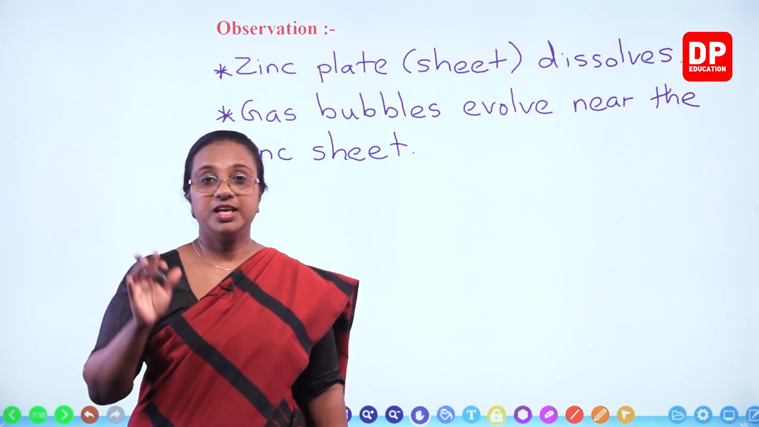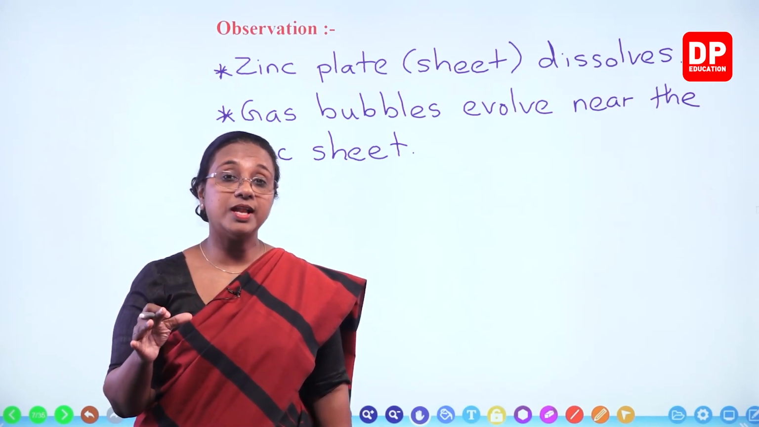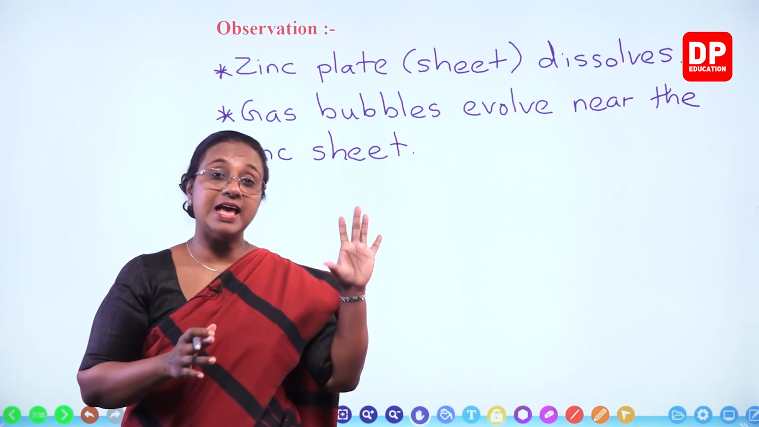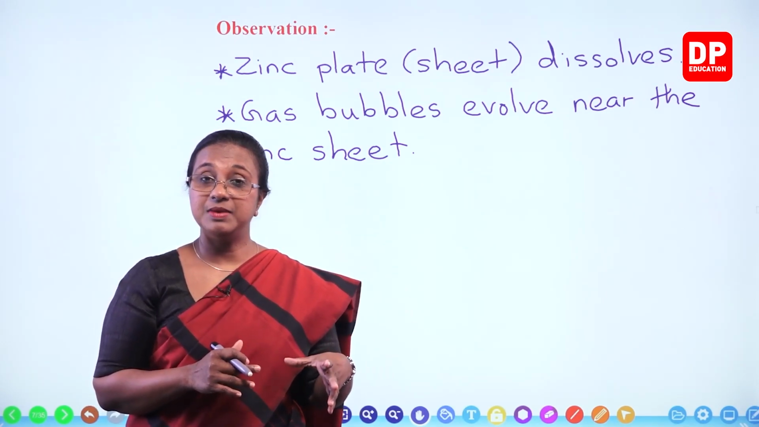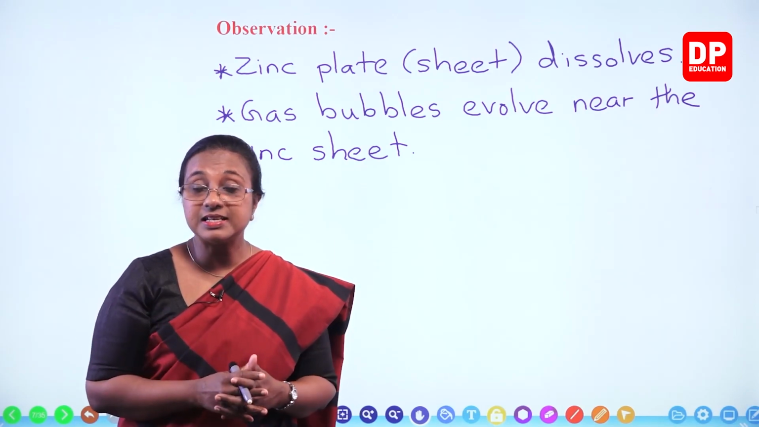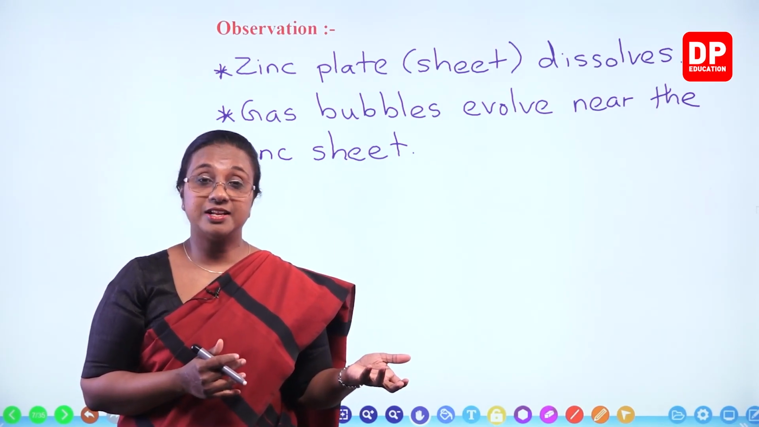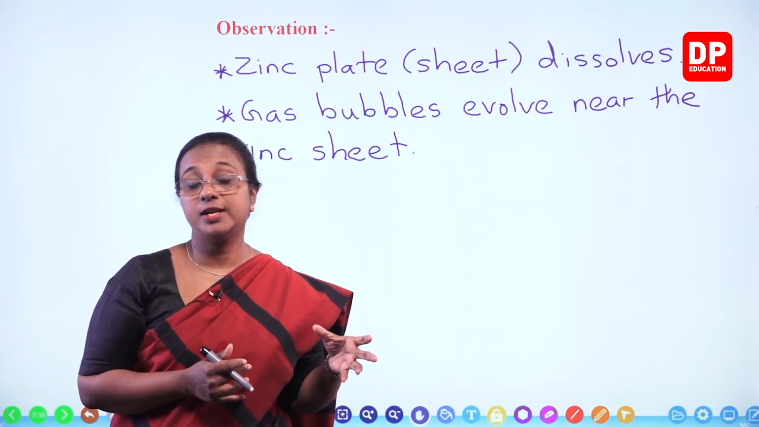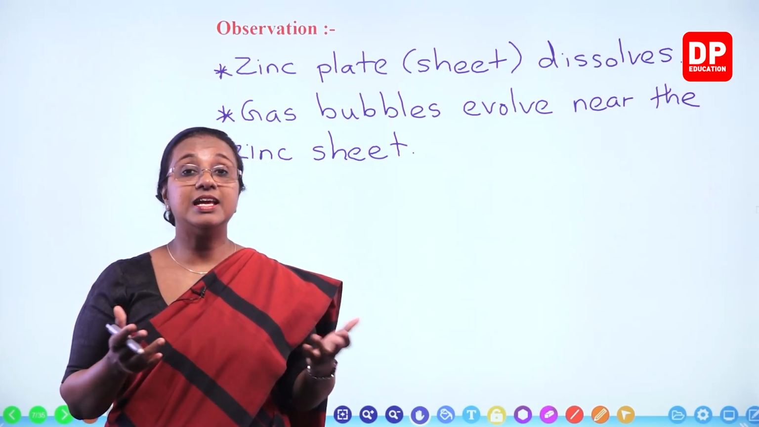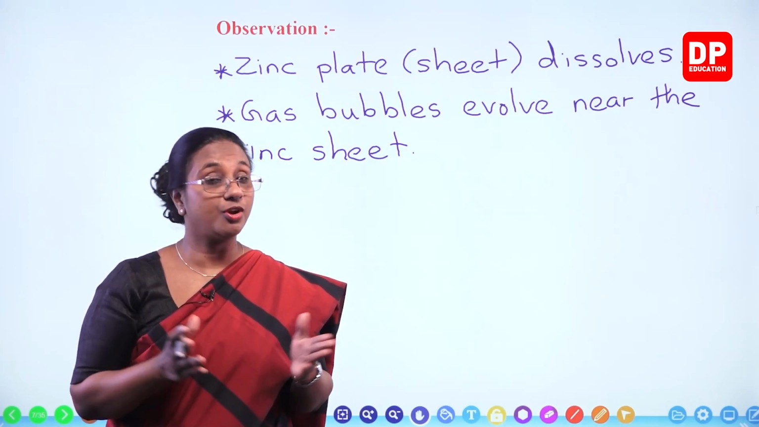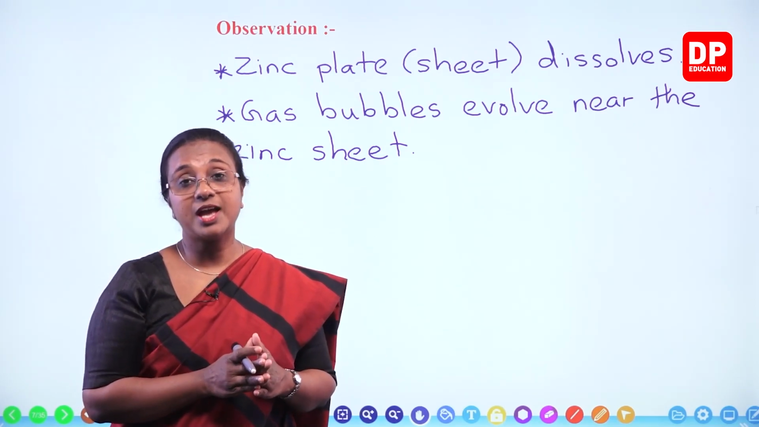And also, if you let it react for a long time, if the amount of acid and the zinc is high, then of course if you feel the beaker, you will know there is a certain amount of heat generated. The beaker will become hot because you all know reaction of a metal with an acid is an exothermic reaction. You are familiar with those types of reactions also.